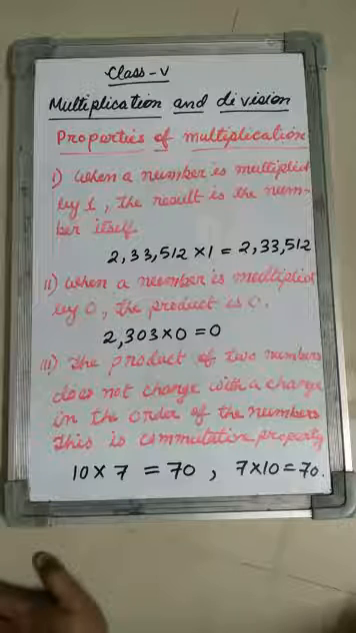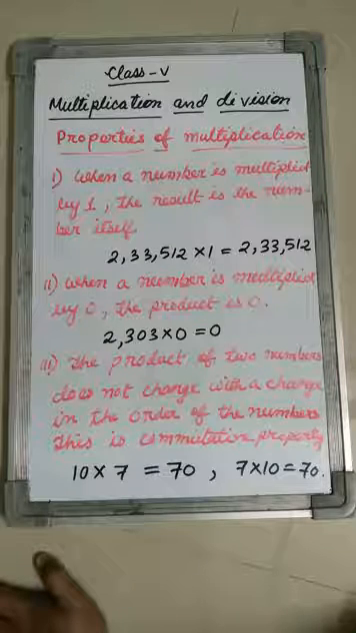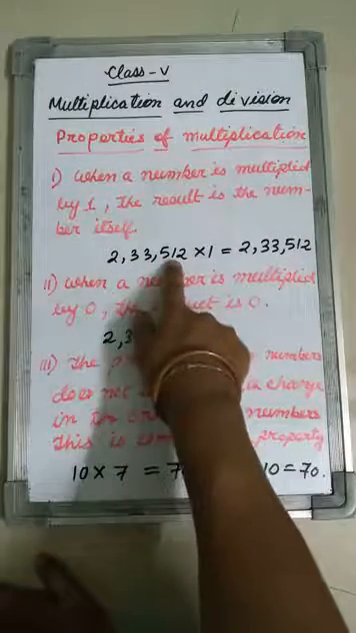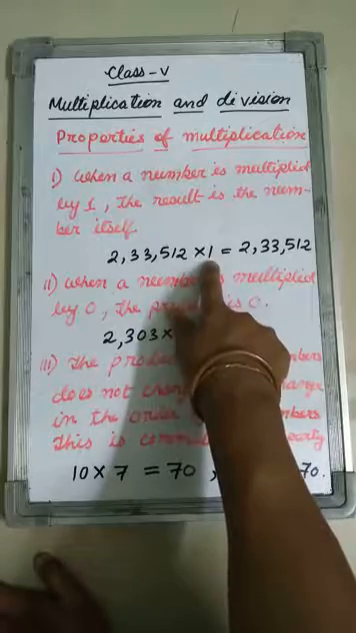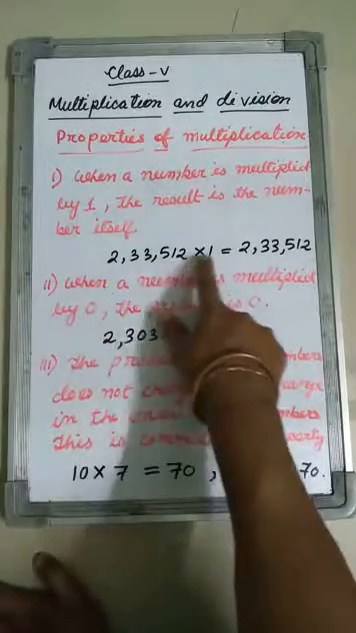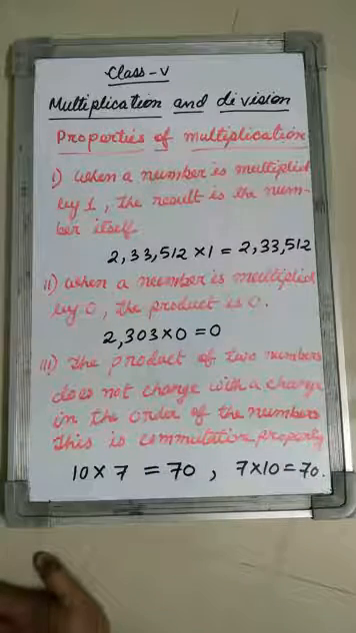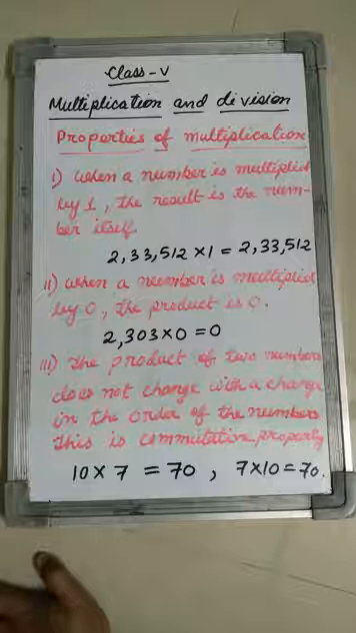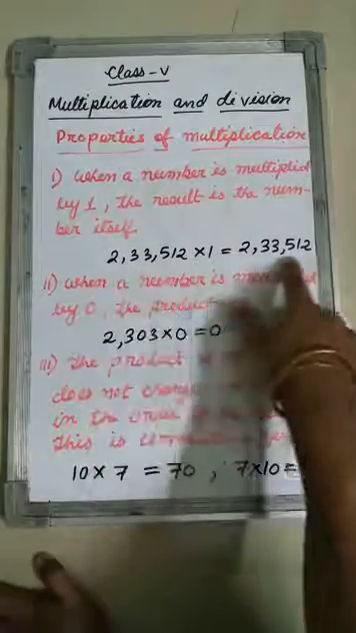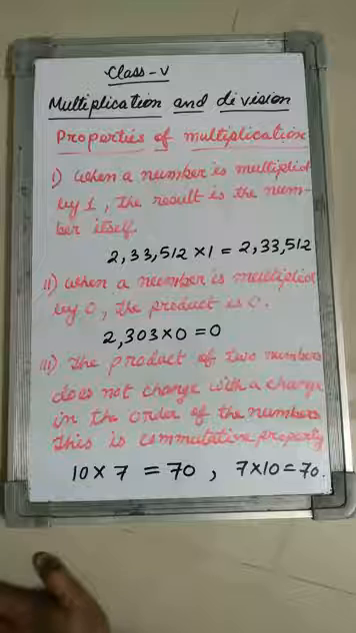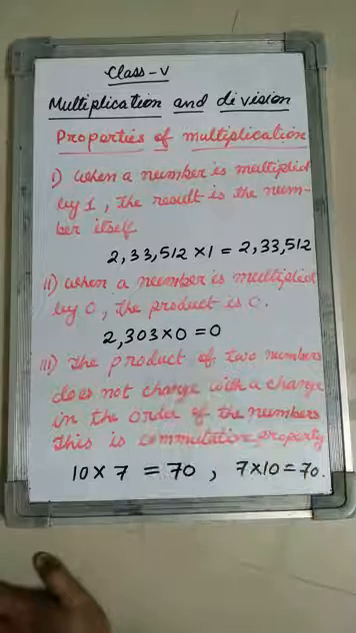Number 1, when a number is multiplied by 1, the result is the number itself. So if I multiply a number by 1, the answer is the same number. When we multiply the number by 1, we get the result, or the product, the number itself. When a number is multiplied by 0, the product is 0. If we multiply anything by 0, the product will be 0.